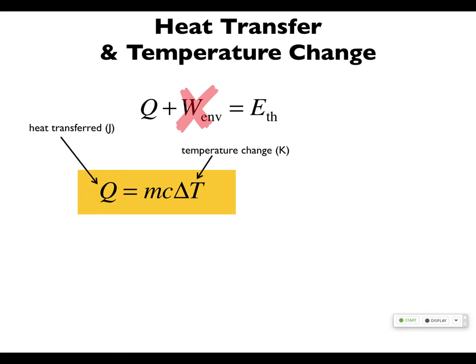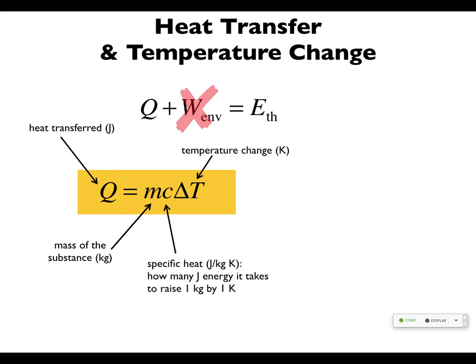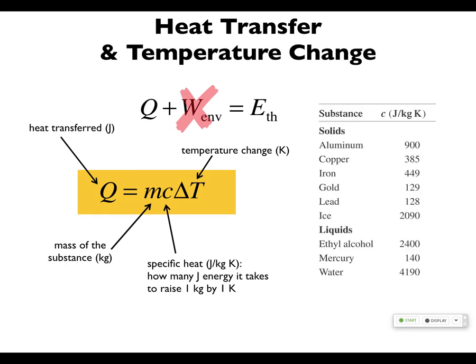Temperature change, heat transfer. What's this M? Mass, okay. And then what's C? Specific heat. Specific heat tells you about how much energy it takes to raise 1 kilogram by 1 degree Kelvin. So how much heat do you have to put in to raise the temperature 1 degree for a certain amount of a substance? Here are some standard specific heats. We have aluminum, copper, gold, lead, ice, and then for some liquids we have alcohol, mercury, and water.